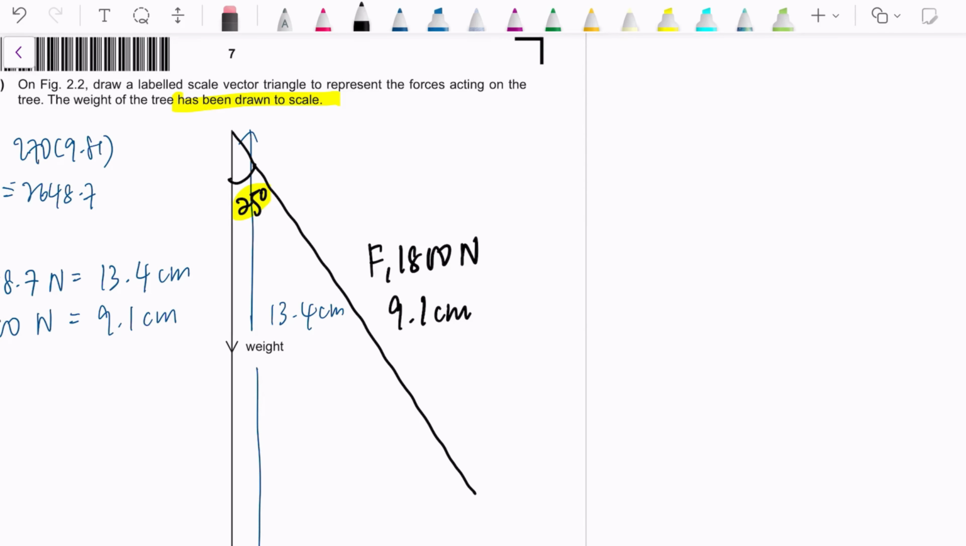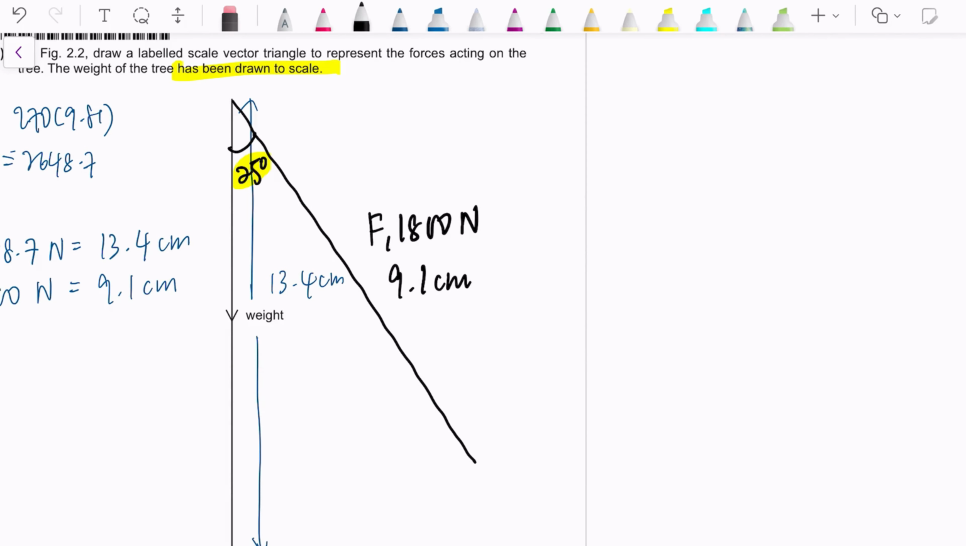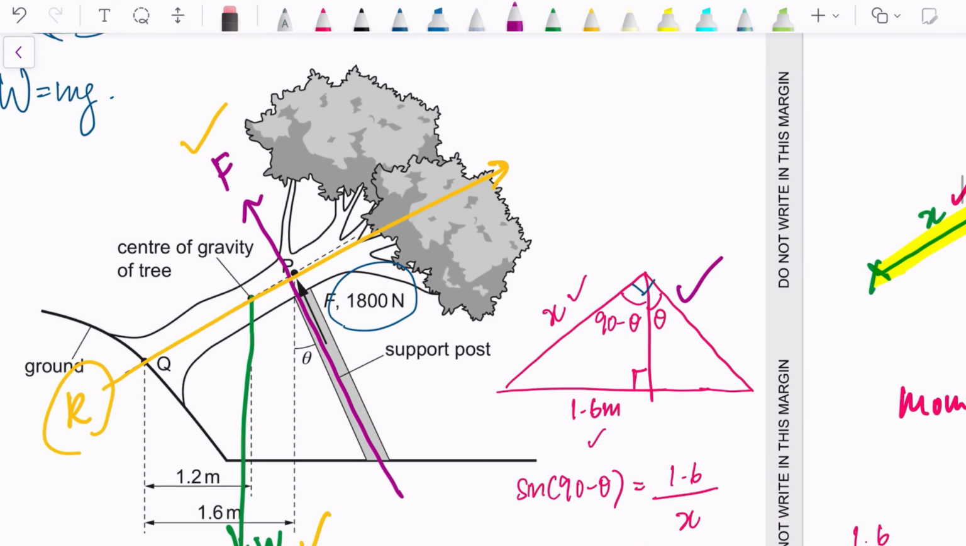Okay. Now is when you draw your R. So how do I know I have to draw my F this way and my arrow is going to point this direction? Because in the diagram, your F is pointed in this direction. So you just follow.